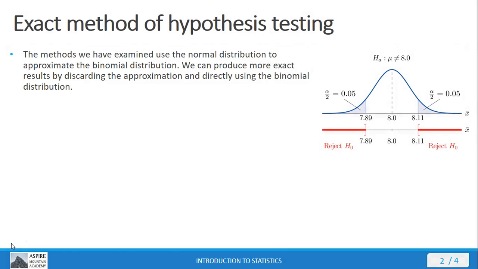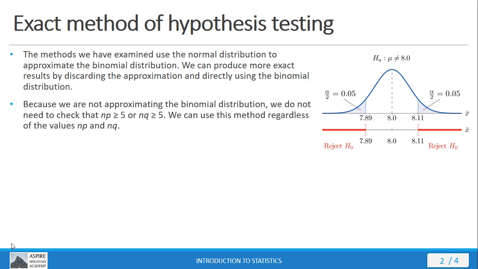The methodology that we've looked at so far for hypothesis testing uses the normal distribution as an approximation to the binomial distribution. The exact method then just gets rid of the approximation. We're going to bypass the normal distribution and go directly to the binomial distribution for our hypothesis testing.